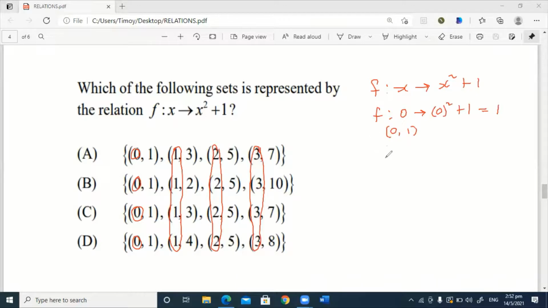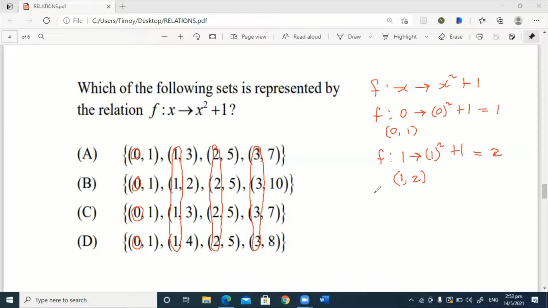So we want f of 1 now. We want to know what 1 maps onto. Replace x with 1. So it's going to be 1 squared. Remember to put back the plus 1 and work this out. So 1 squared is 1, plus 1, that's going to give us 2. So what we are saying is, when x is 1, then y is going to be 2. So that's the second one that we must have.